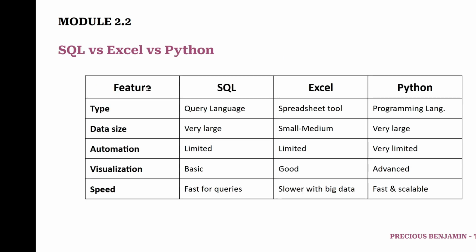Now, we are going to be looking at SQL versus Excel and Python. We are going to be looking at this software based on their features, right? The features we are going to be covering are the type, the data size they work with, how easy it is to automate processes with them, how easy it is to use them for visualization, and their speed when working with large data. Now, let's look at the type.